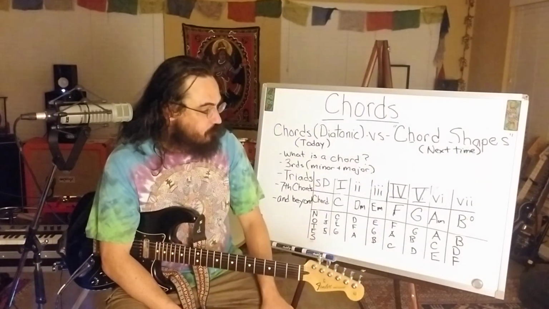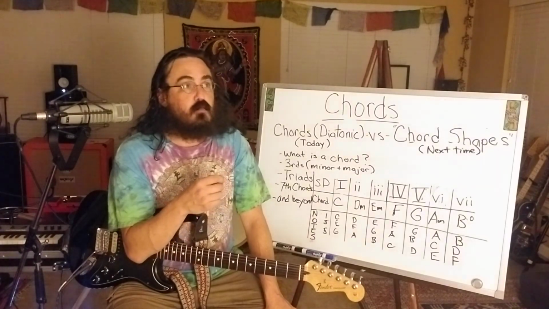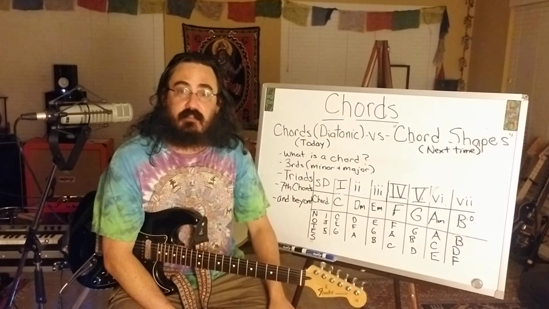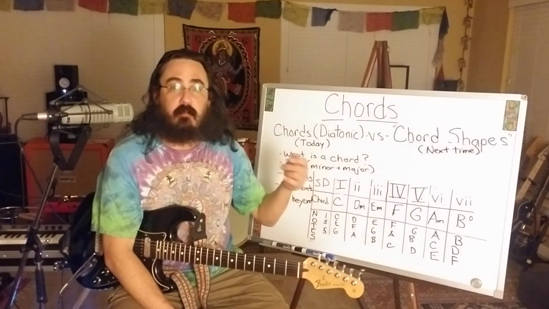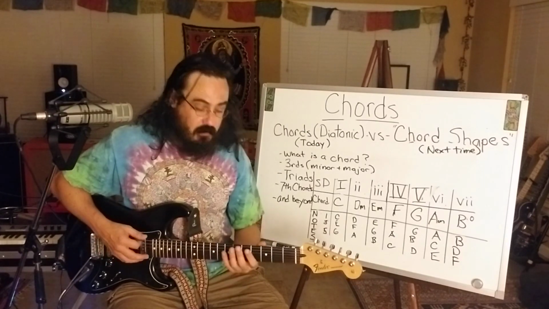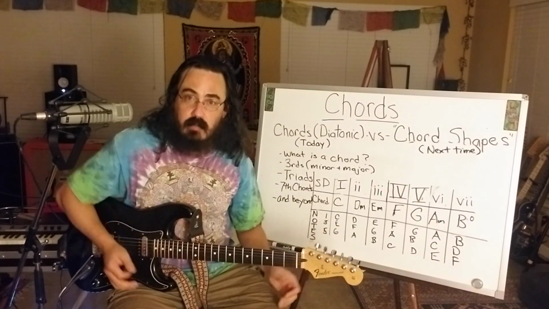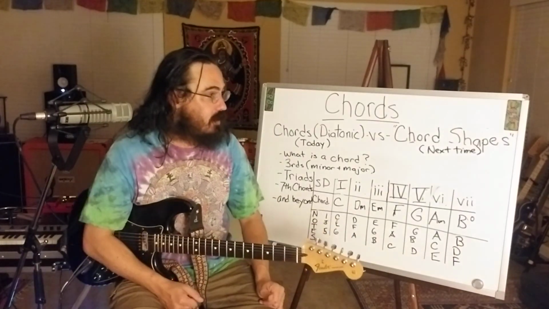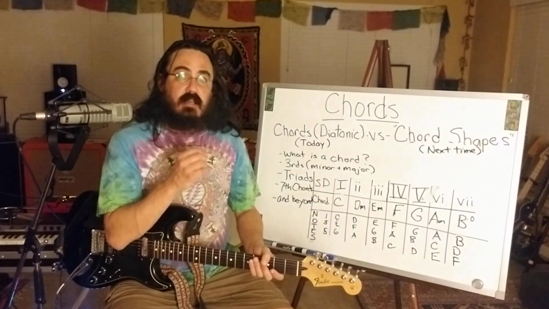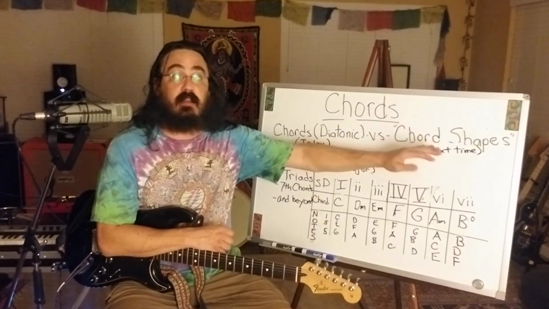And last time, I introduced you to this idea of shapes, the C shape, A shape, G shape, and that was in the context of learning the fretboard in the major scale in the key of C, right? That's what we were kind of moving towards at the end. And today, we'll talk more about that next time.